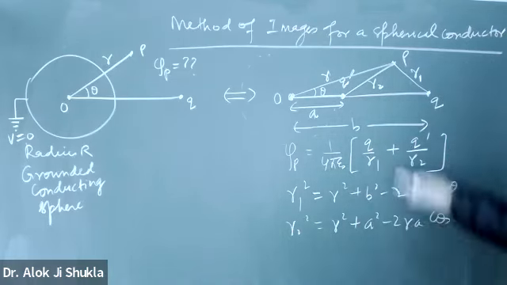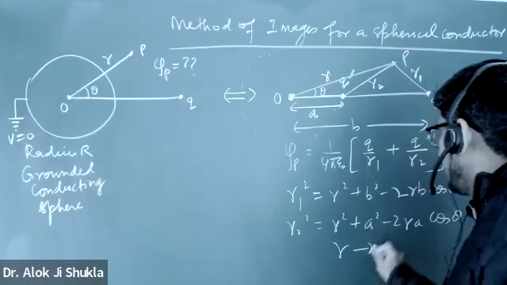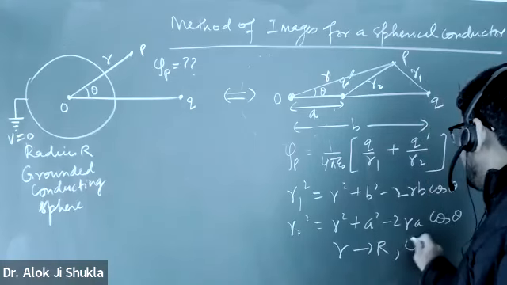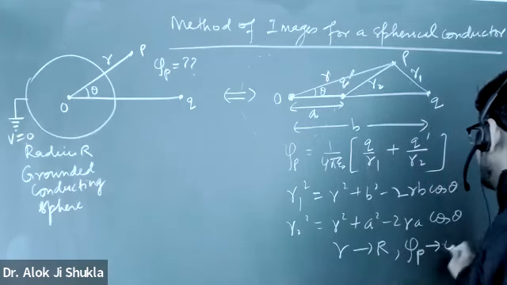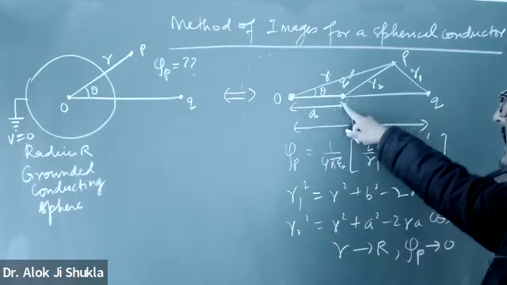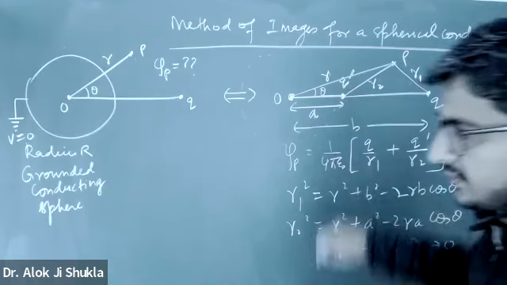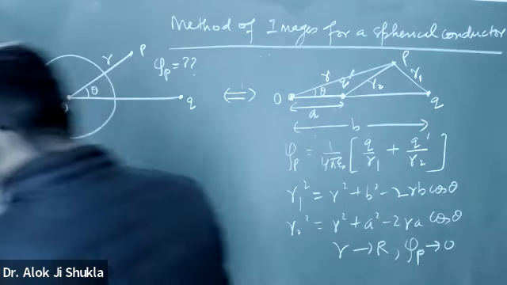You will put it here, and then you will put small r equal to capital R, phi p equal to 0. So when small r tends to capital R, then phi p must tend to 0. That is the boundary condition requirement. So as you do this, you will get the value of induced charge, what amount of induced charge to put and where to put. Okay, that we will get.